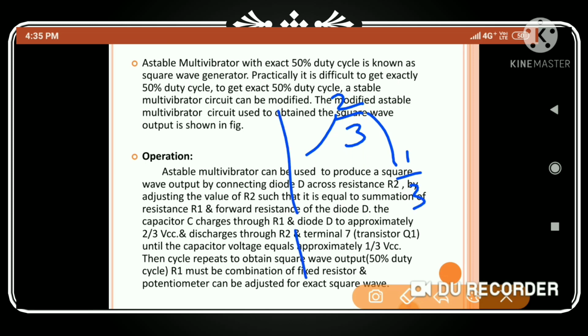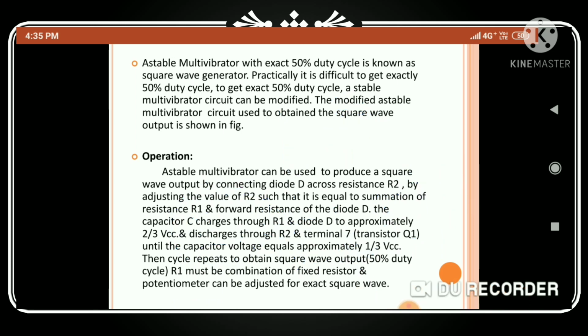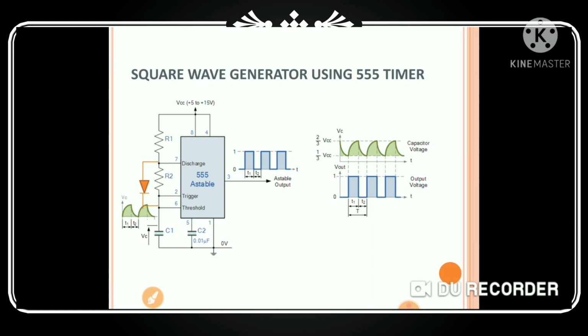In that, what happens? We want a square wave, so we have to adjust the R1 values by using the potentiometer. We want square waves: charging to 2 by 3 and discharging to 1 by 3. Like that we will get continuous waves like a square wave. This is the square wave generator by using a 555 timer.